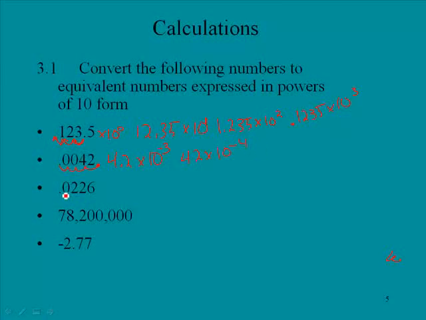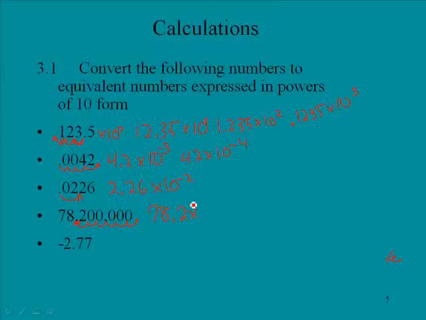Another decimal, let's move this 2 places, so we'd say 2.26, and this would be, since we moved 2, times 10 to the minus 2. Here we have a large value, 78,200,000. We could move our decimal point 1, 2, 3, 4, 5, 6 places. How about that?